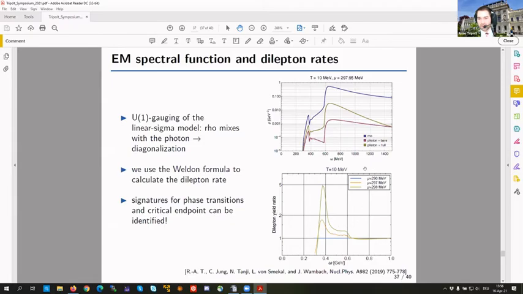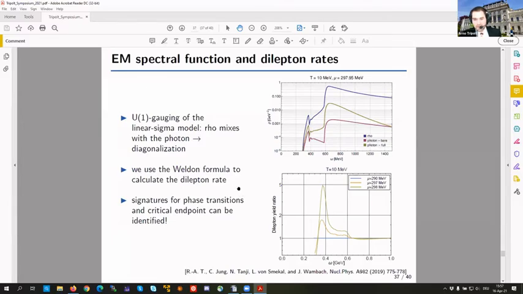So we have here chemical potentials at low temperatures close to the critical endpoint. And you see that very close to the critical endpoint, at 298 MeV in this calculation, the green line, you see a strong enhancement of the dilepton yield, which could point to an experimental signature to observe the critical endpoint in heavy ion collisions.